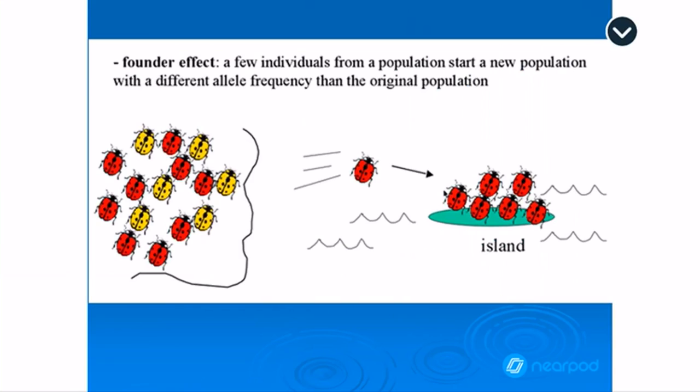And on the island, only the red gene happens. Is there a reason for that? No. It's just random genetic drift. It could have just as likely been a yellow one that got blown off to the new island, but it was a red one, so there's only red.